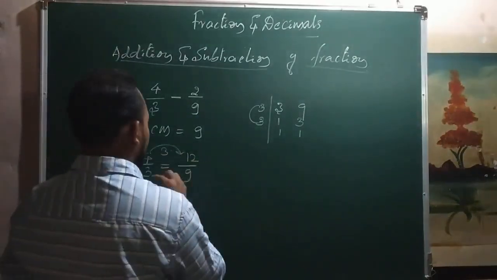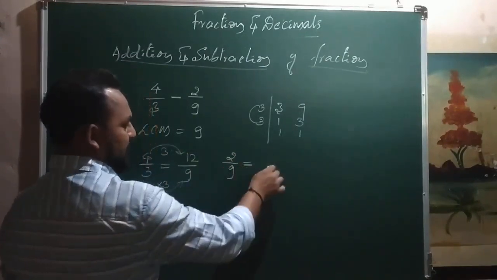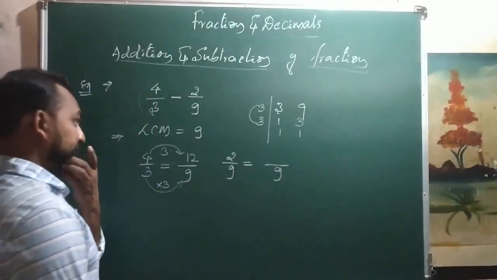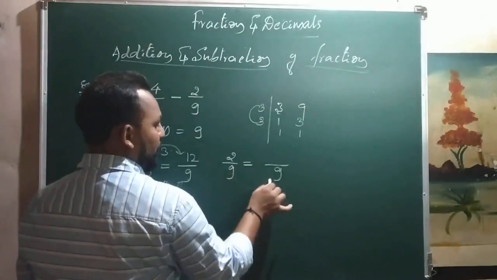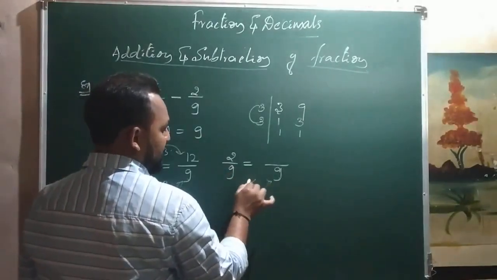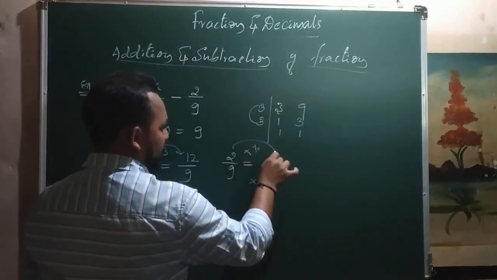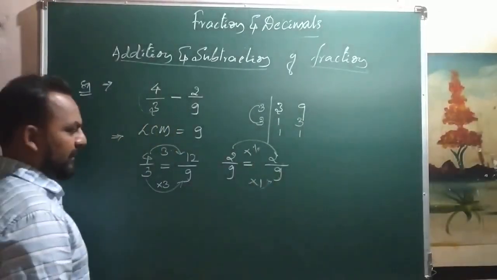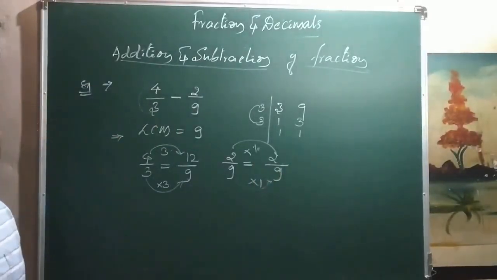Next one. Here 2 by 9, the equivalent fraction. Here the denominator is the LCM of 3 and 9, which is 9. Here 9 ones are 9 and 2 ones are 2. So 2 by 9.